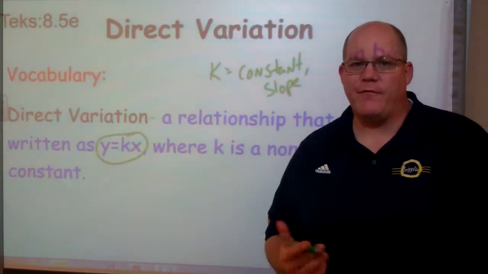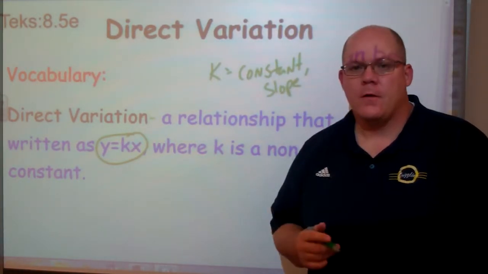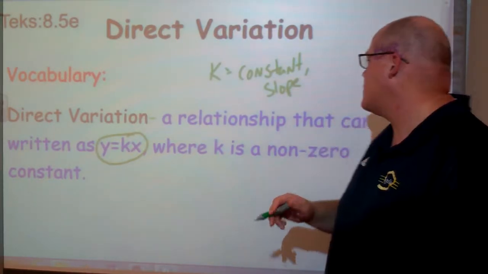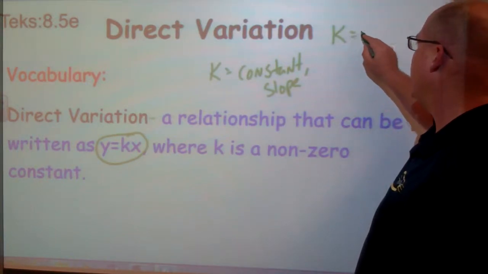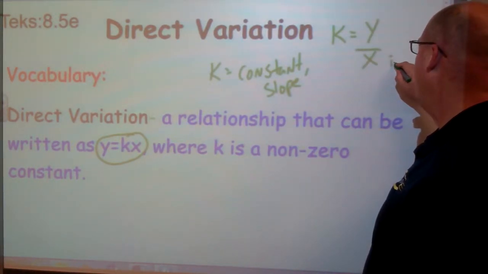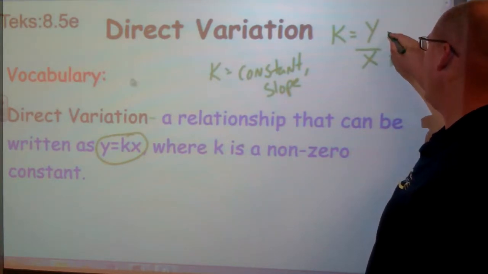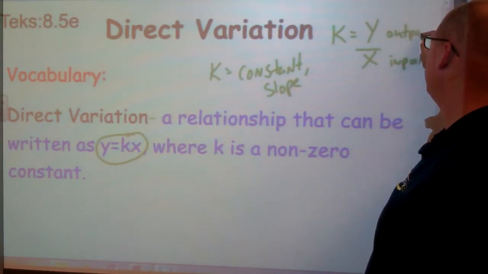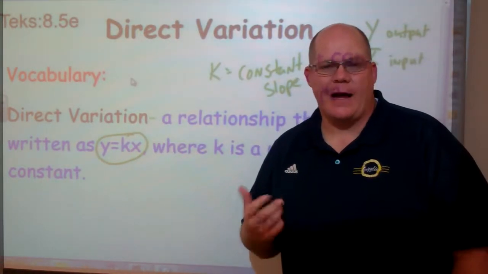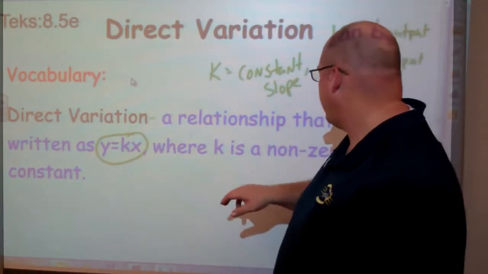Now, how do we find k? Great question. We find k by using the ratio y over x. So k is equivalent to y over x, where x is our input and y is our output. I'm going to show you a little bit how to do this, and then we'll practice.